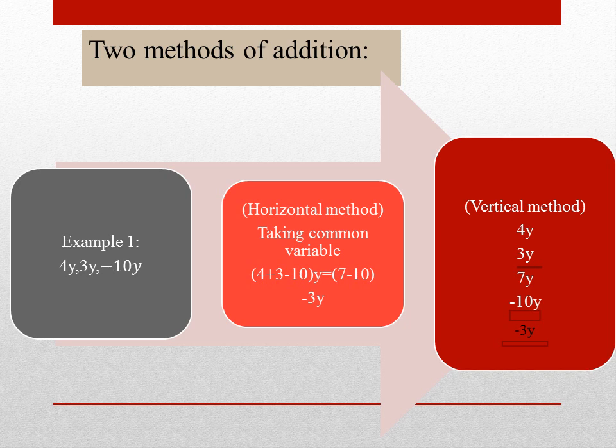In the vertical method, we write in a column 4y, 3y. 4y plus 3y becomes 7y. Now we write the third term below 7y, which is minus 10y. Minus plus will be minus. 10 minus 7 is 3 and the sign will be of the greater term. Greater term is 10, so the sign will be minus. Minus 3y is the answer. The answer is the same for horizontal method and vertical method.